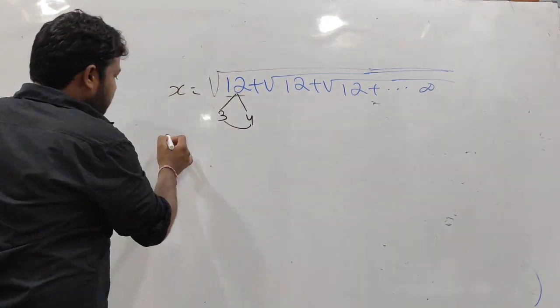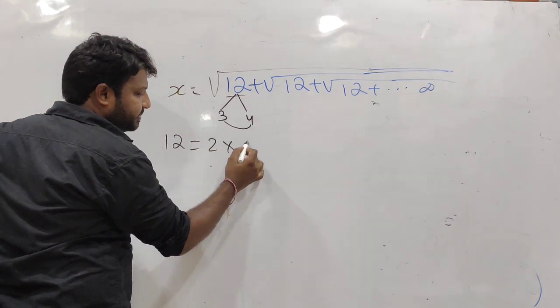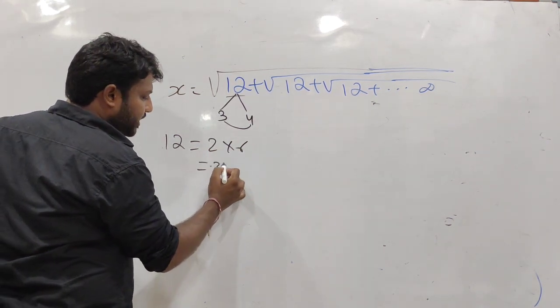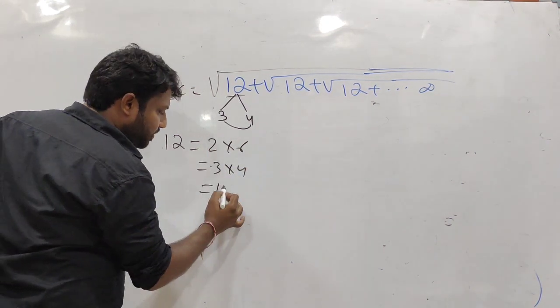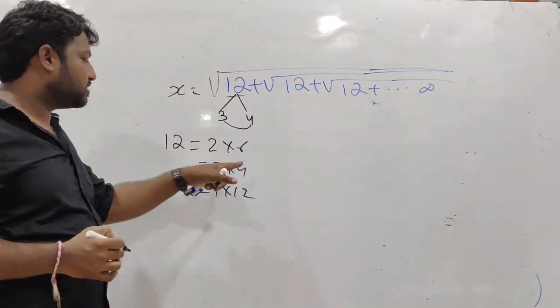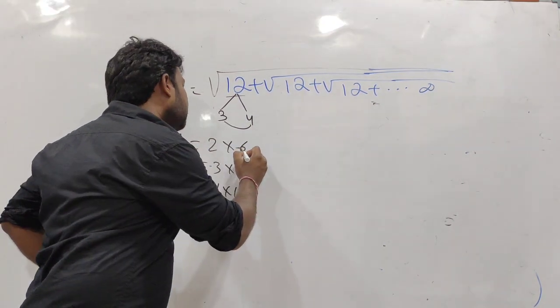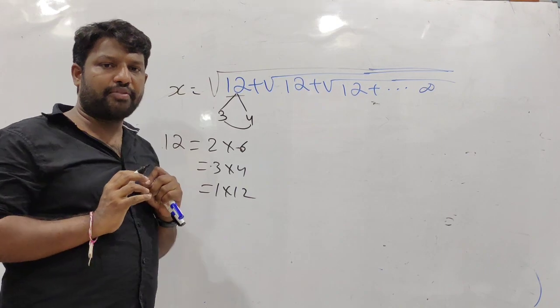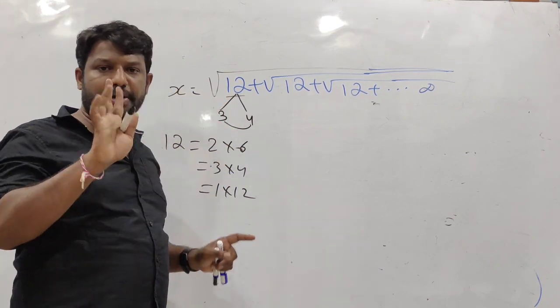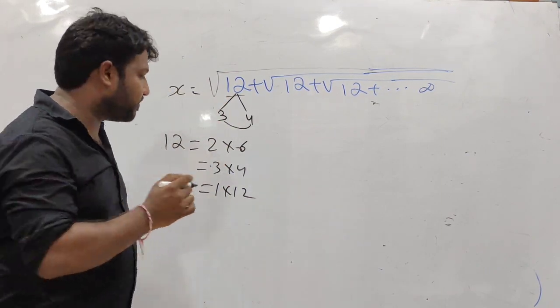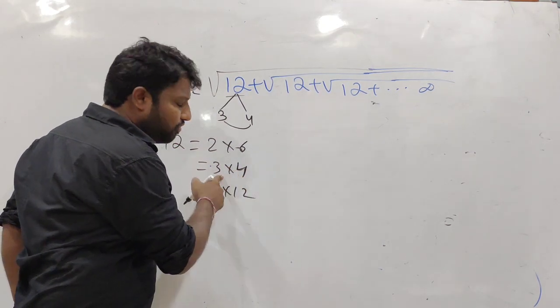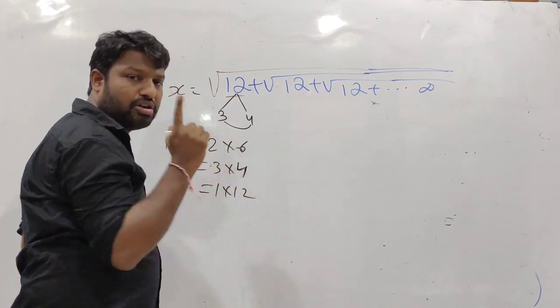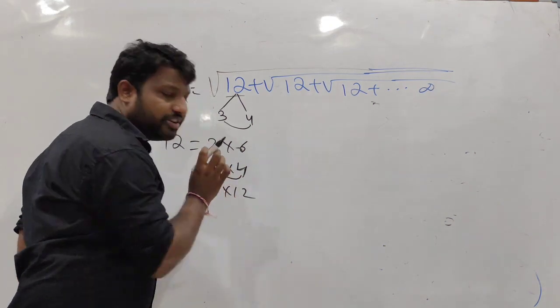So 12 can also be written like this: 2 into 6, 3 into 4, 1 into 12. You can write 12 in so many forms. But what I want is to write this 12 as a product of two terms whose difference is 1. So here it is 3 into 4. I am expressing 12 as 3 into 4, whose difference, 4 minus 3, is 1.